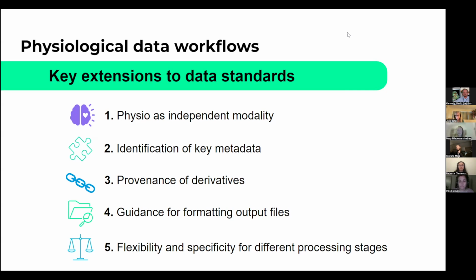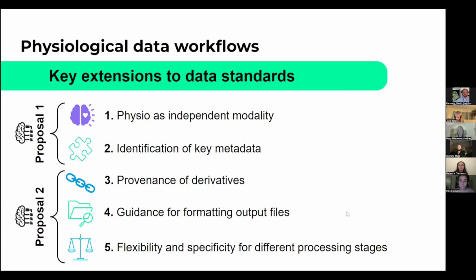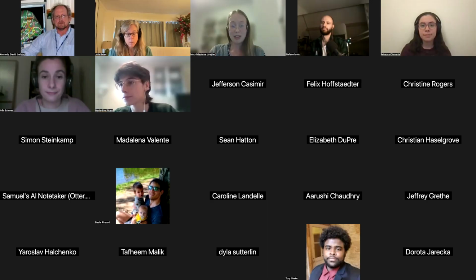We also want to create better tools for showing the provenance of some different derivatives, and some guidance for outputting different types of derivatives so that it's very easy to share, for example, a set of peaks that you've identified in your PPG data and allow people to calculate different metrics. So we're currently splitting these into two proposals for BIDS. If you're interested in collaborating on those, we'd be really happy to have you at our working group meetings. And with that, I'm going to pass things over to Maria for our last demo.